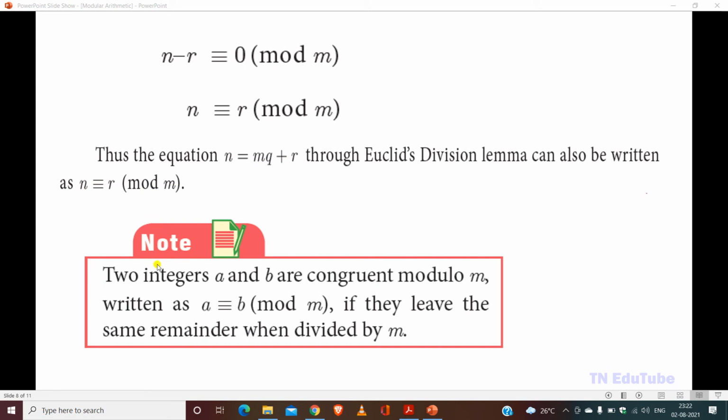Then one note is there: two integers a and b are congruent modulo m. We can write a is congruent to b mod m if they have the same remainder when divided by m. When divided by m, if a and b leave the same remainder, we can say that a is congruent to b modulo m.